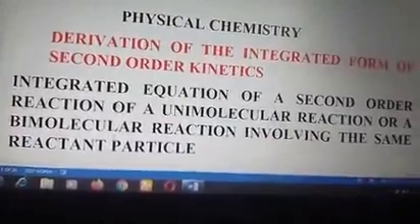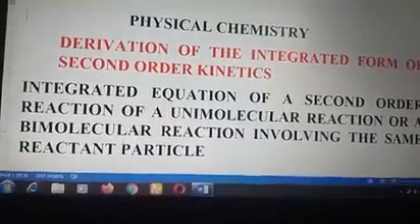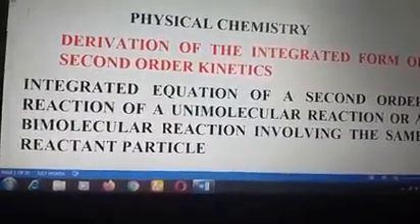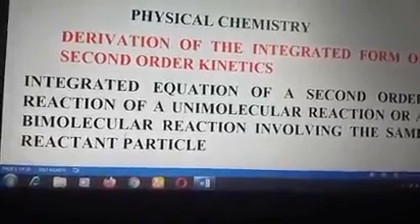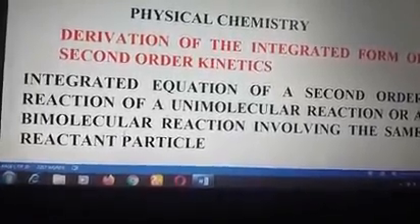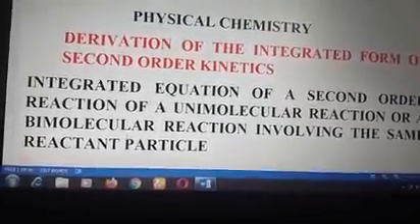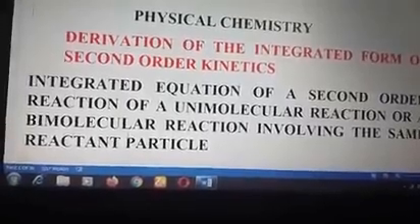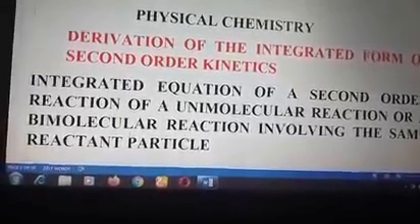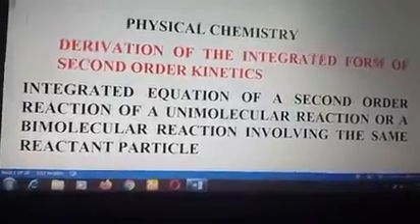So we have already talked about second order reaction as a reaction in which the concentration of the reactant in the given rate law is raised to power 2 for a unimolecular reaction. But if the reaction is a bimolecular reaction of two different substances, it means that the sum of the exponents of the concentration terms will be equal to 2. So let's go ahead with our lecture.